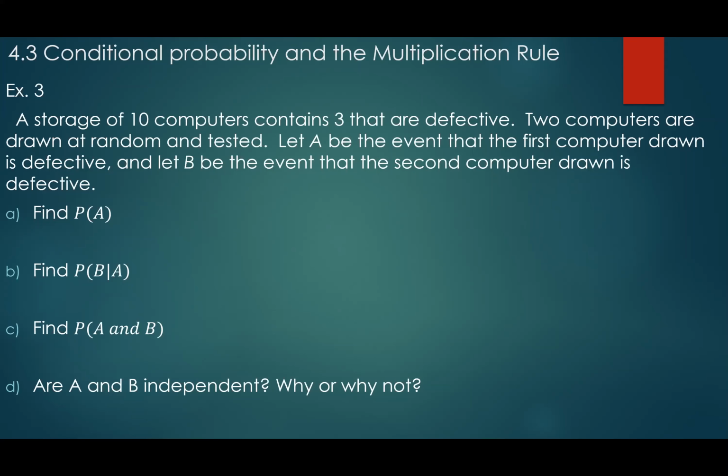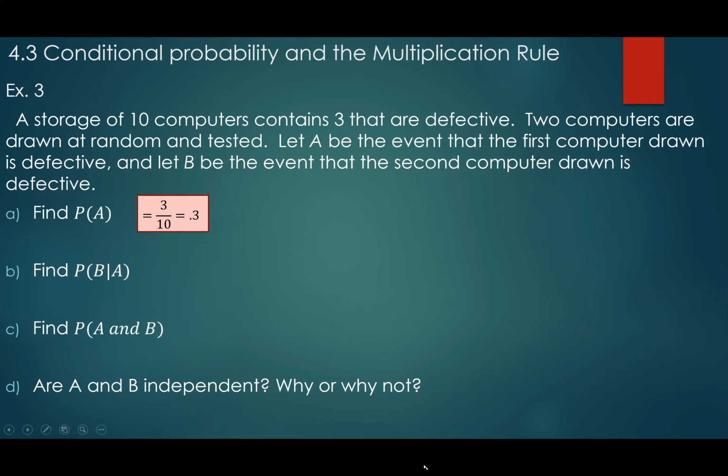Looking at this, they ask you to find the probability of A. So what is the probability of A? If I go in the first time, how many computers are defective? Do you agree there are 3 defective computers out of 10? Let's imagine this storage doesn't have any light. I just go in there blindly and take out 1 computer. The chance of taking out a computer that is broken or defective is 3 out of 10. That's the simple event.